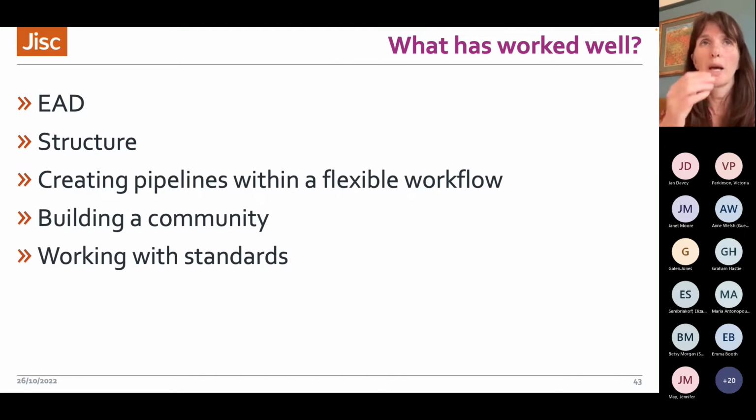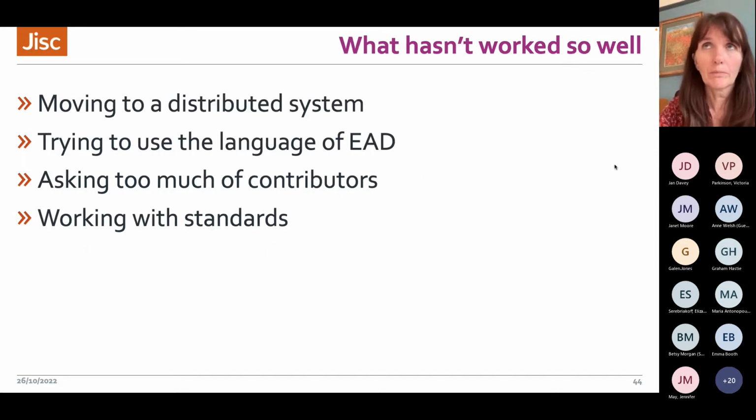So what has worked well? I've just put a couple of things. I could have put a great long list, but just to sum up, I think it's good that we had EAD. It's really good that we started thinking about structure early on. The pipelines and the community and working with standards generally has been good in order to exchange data and work with other people. What hasn't necessarily worked so well?